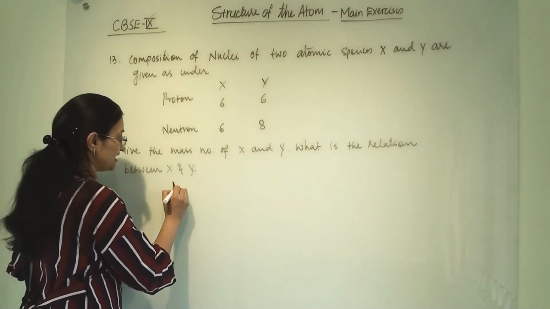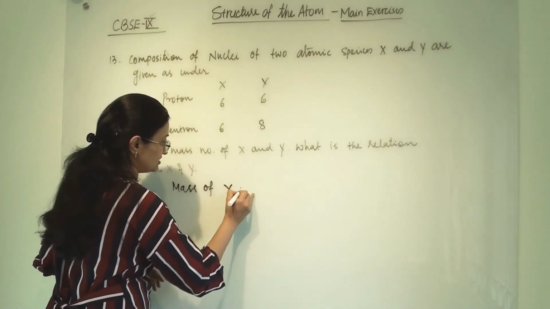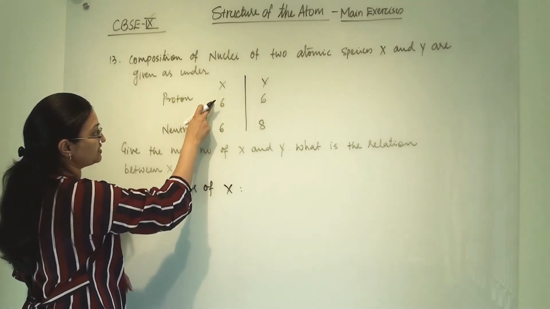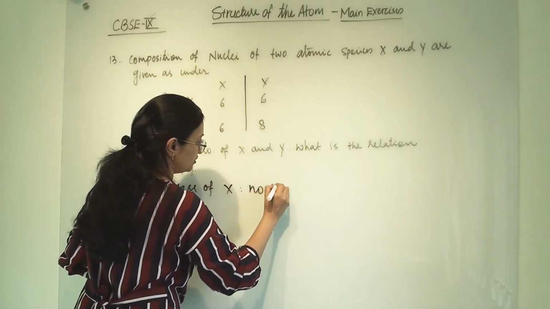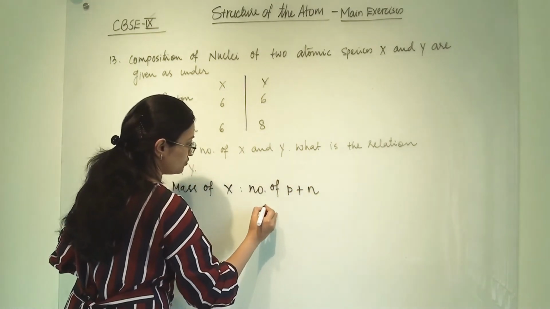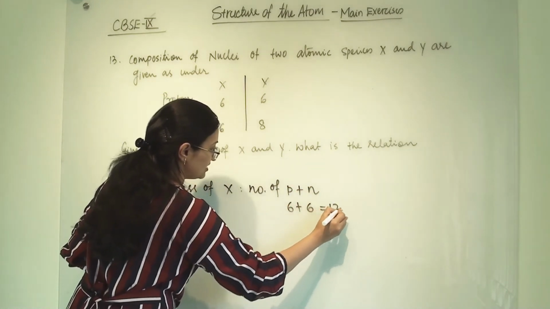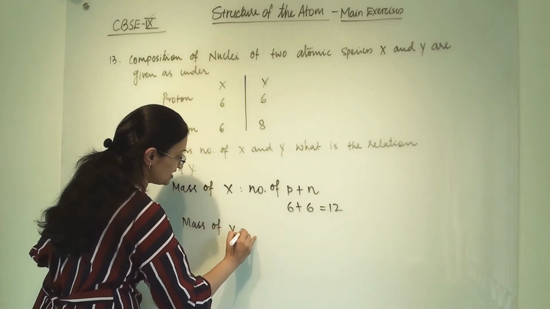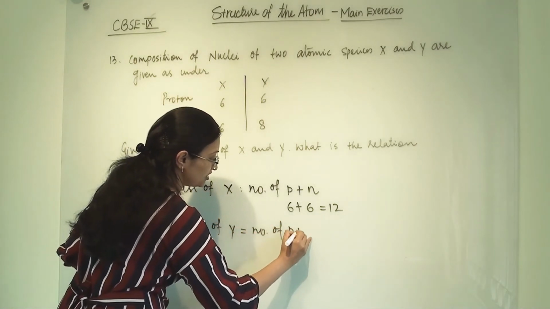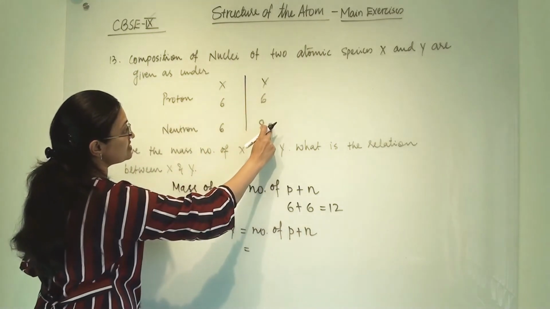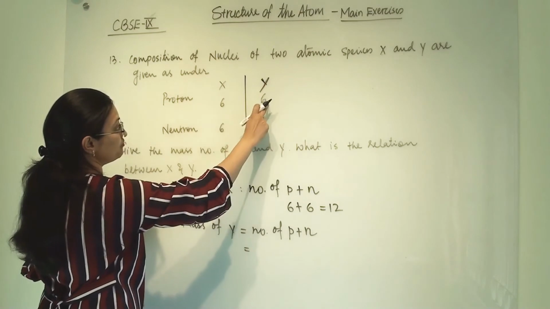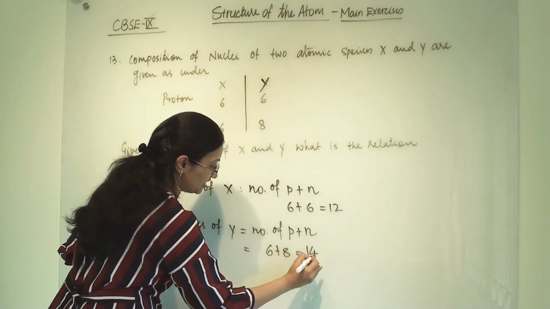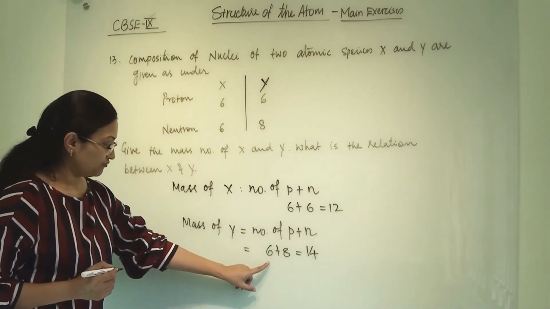So first let us write the mass of X. What will be the mass of X? This is the proton count and neutron count of X. So 6 plus 6, the number of protons plus neutrons, will be 12. So the mass of X is 12. Now the mass of Y is the number of protons plus neutrons. The proton count of Y is 6 and the neutron count of Y is 8. So 6 plus 8 will be 14. So the mass of Y is 14.